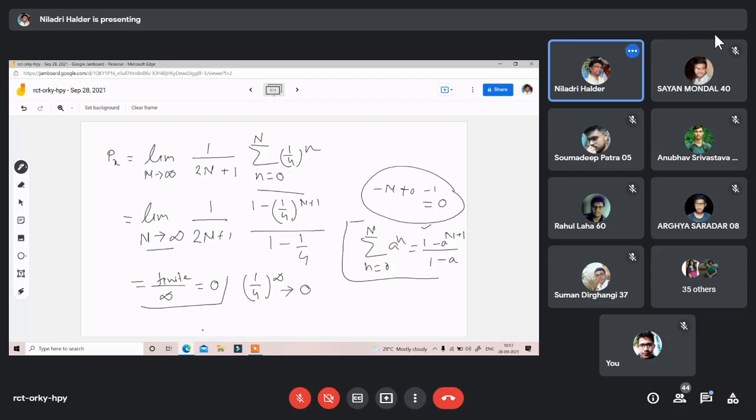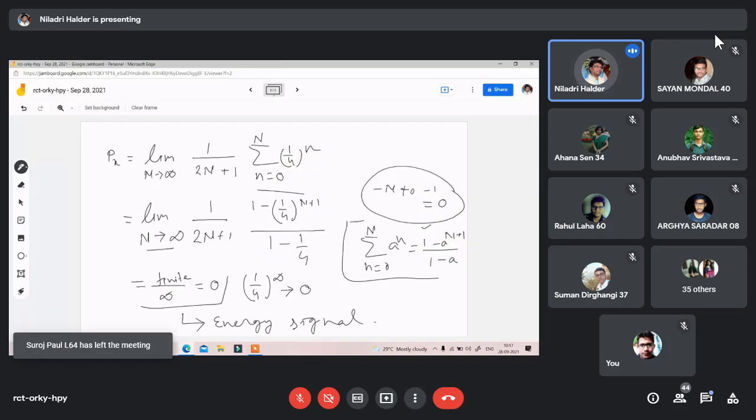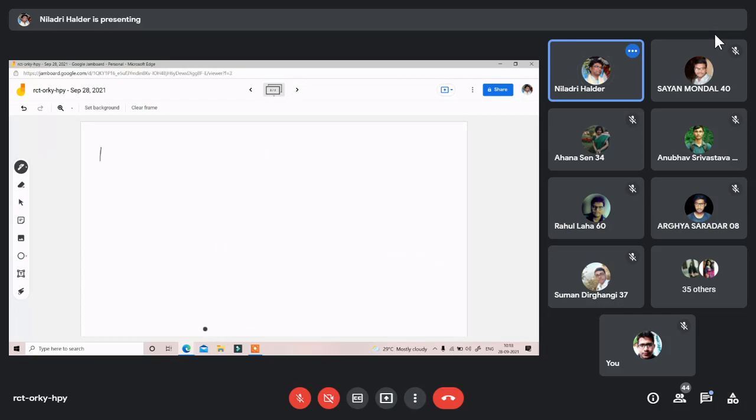So what should be the signal? Energy signal. So this is the process. Whatever equation you have, you have to solve it to calculate the Ex and Px, and that Ex and Px will define whether the signal is an energy or power signal. Okay. Try it.